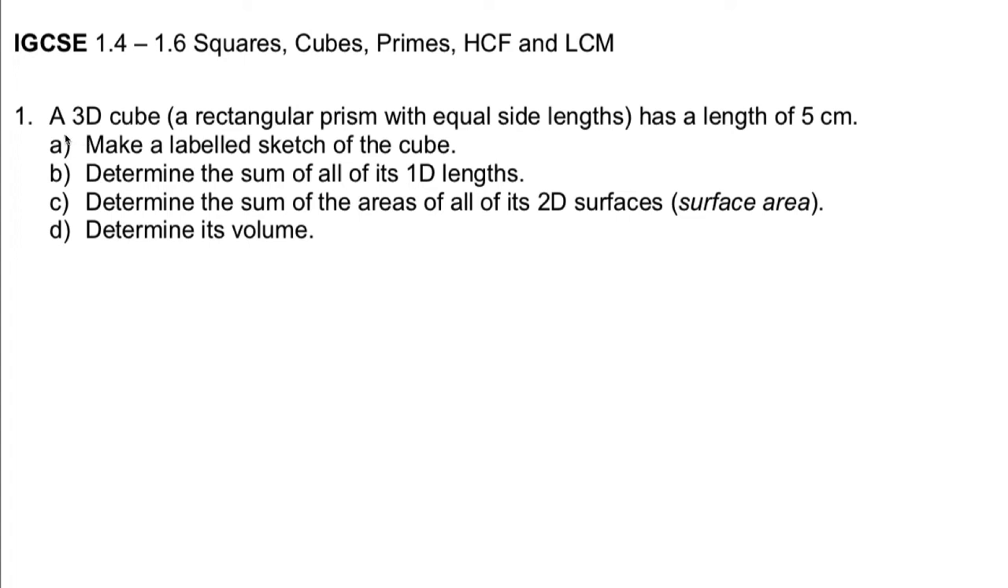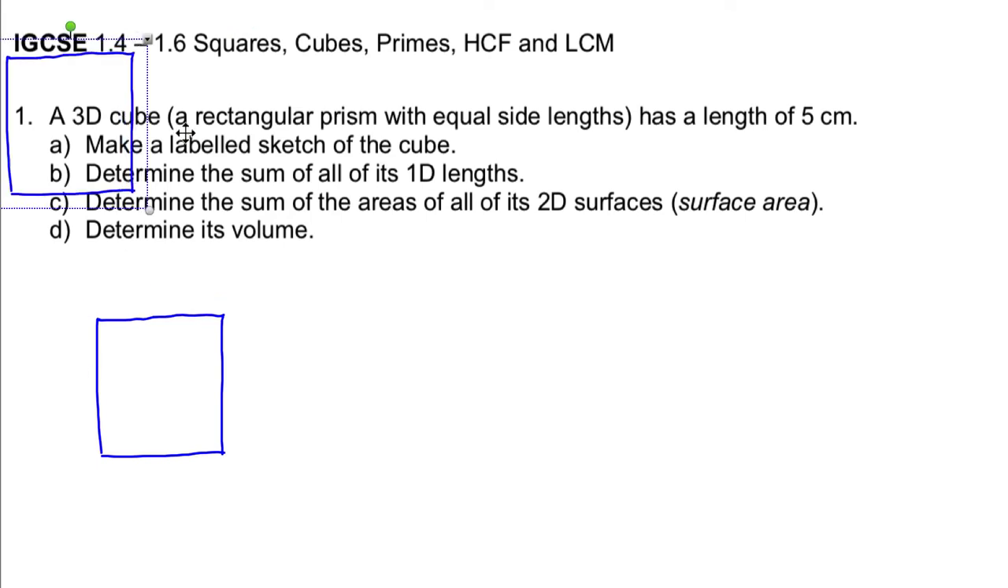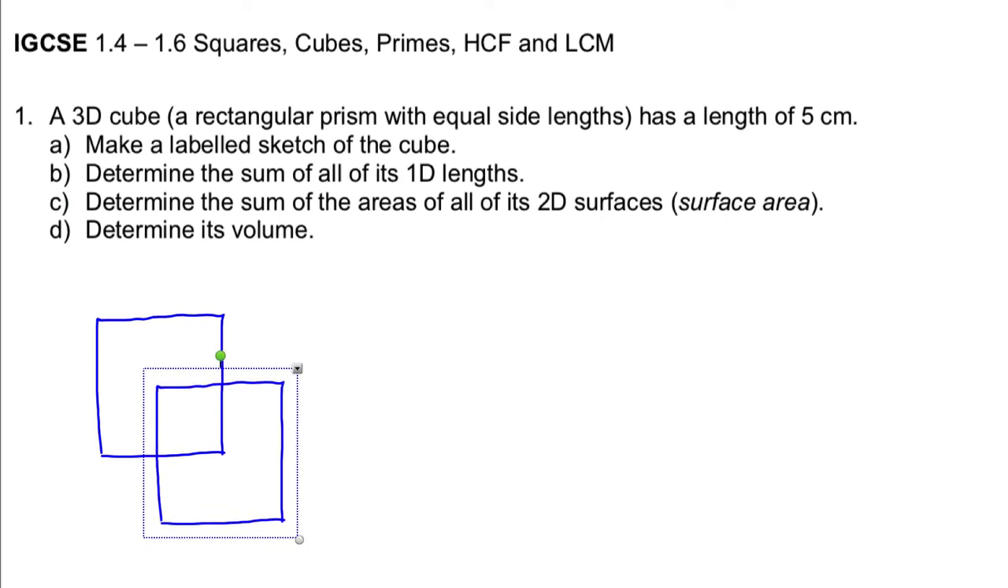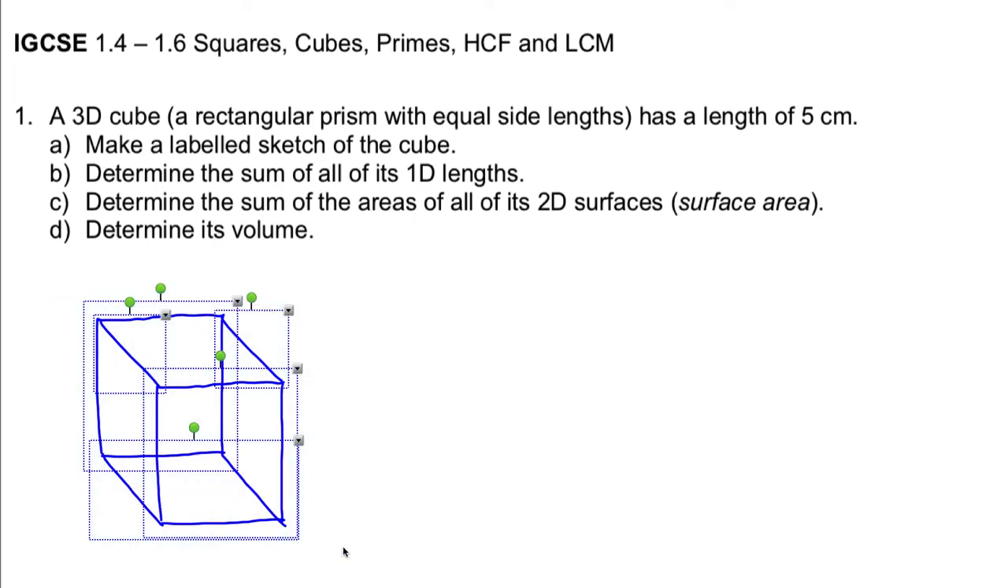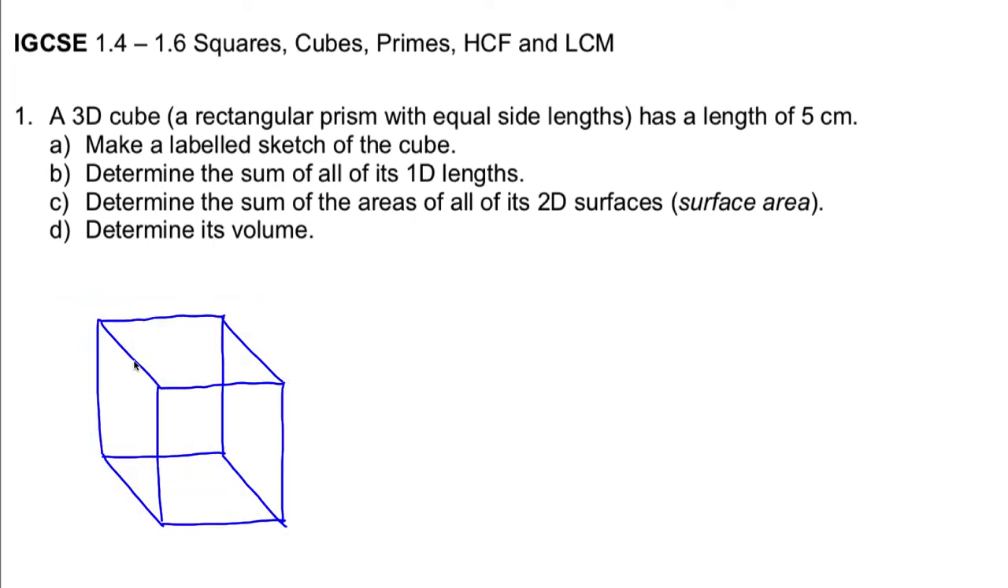So we'll start off by talking about a three-dimensional cube, and I will sketch a 3D cube by making a square and then copy-pasting it and filling it in to make a 3D effect. We know that a cube is a three-dimensional figure with 6 faces or 6 surfaces, and each of those surfaces is a square. So the length of each side of the square is the same distance. In this case we're told that the cube has a length of 5 centimeters, and every single length is 5 centimeters. So this is our labeled sketch.